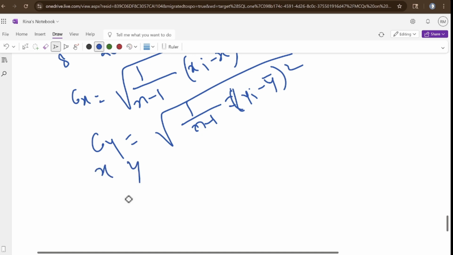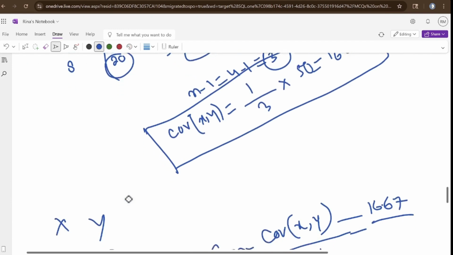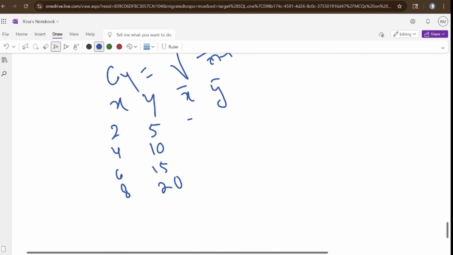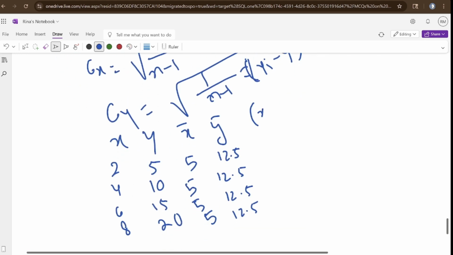See, x, y, x bar, y bar. Same way we write 2, 4, 6, 8 and 5, 10, 15, 20. X bar we know is 5, y bar is 12.5. Same thing, so we are not calculating again. Fine. Now we have to calculate xi minus x bar, and then (xi minus x bar) whole square.